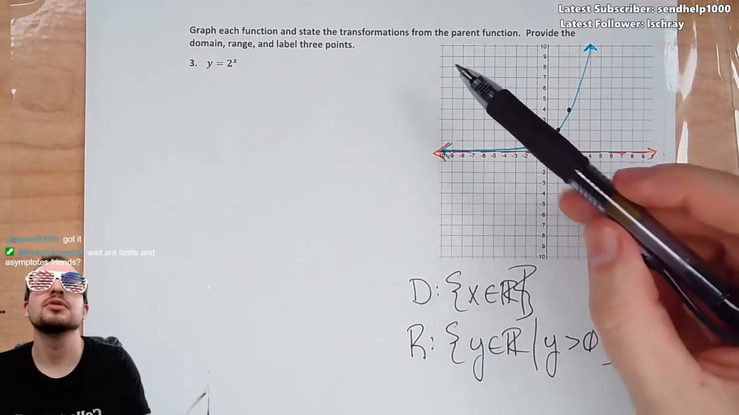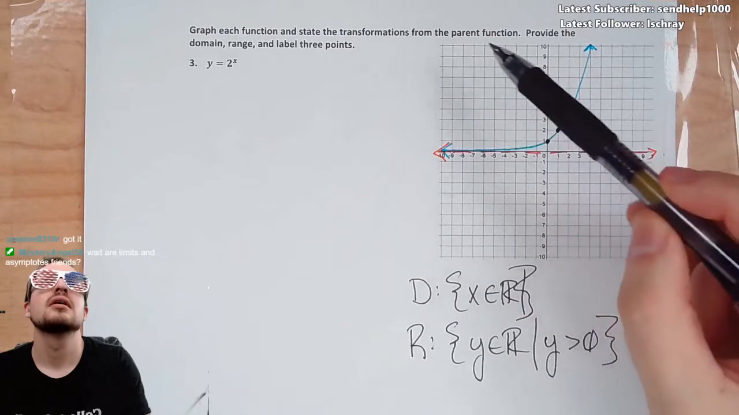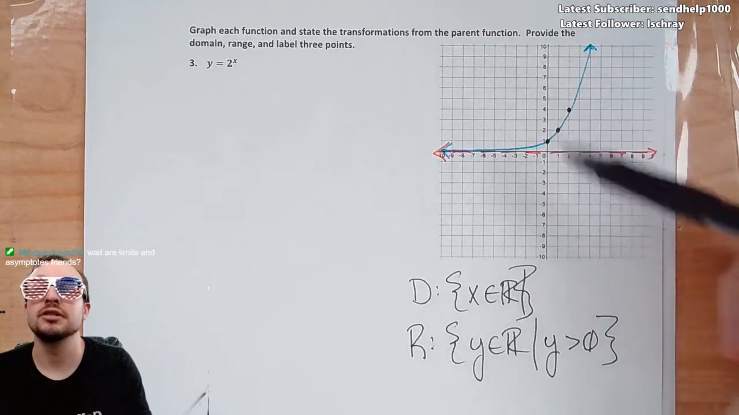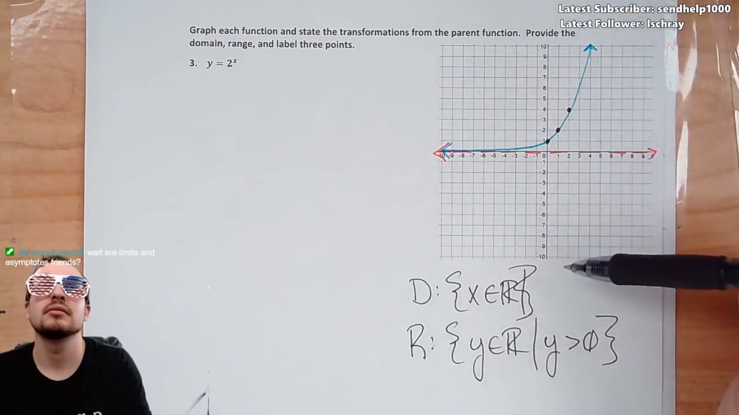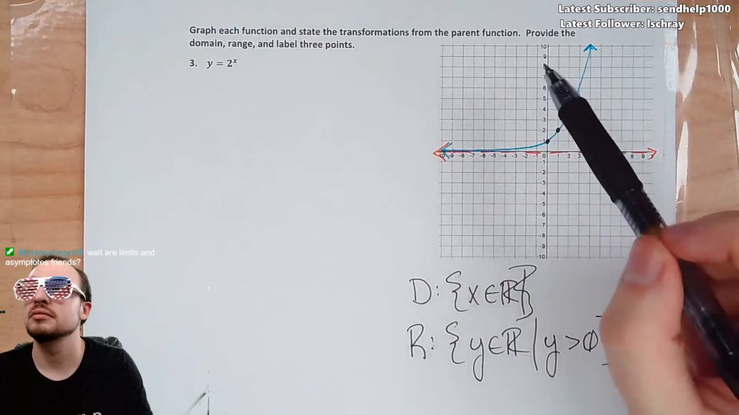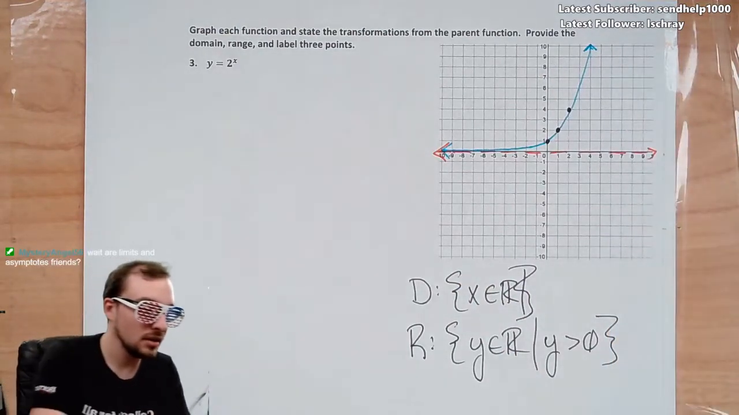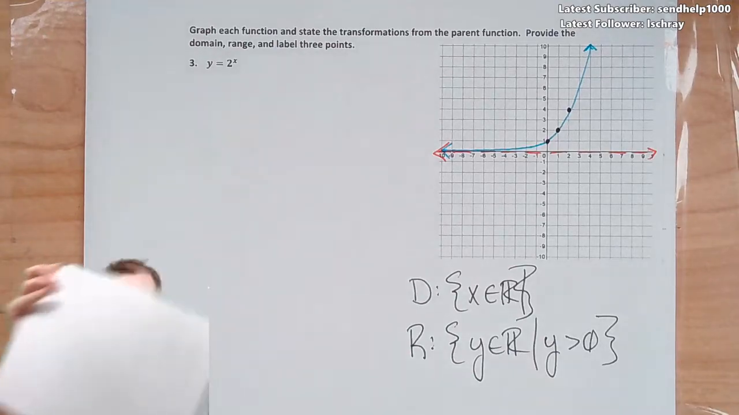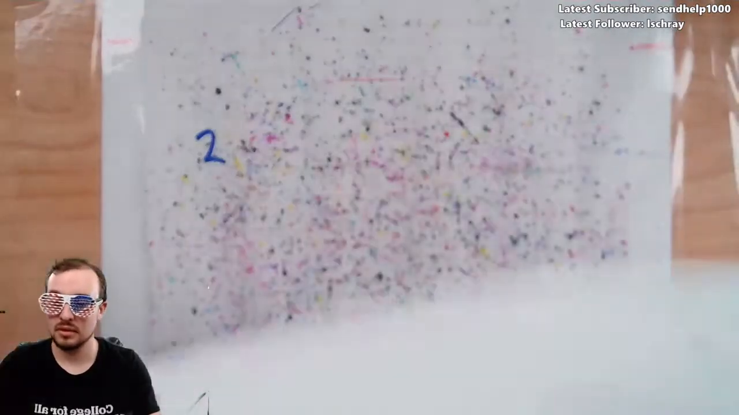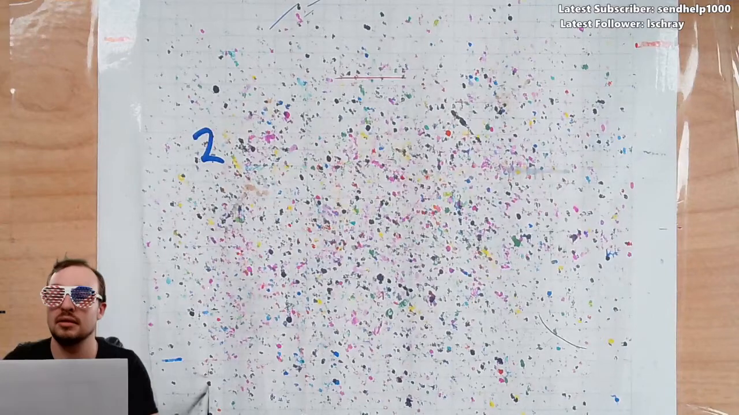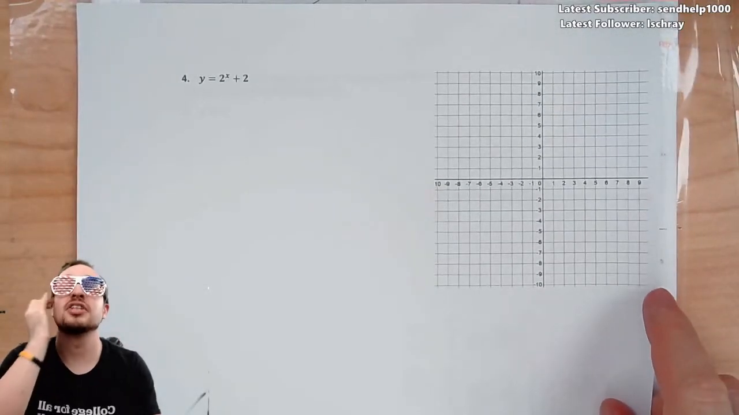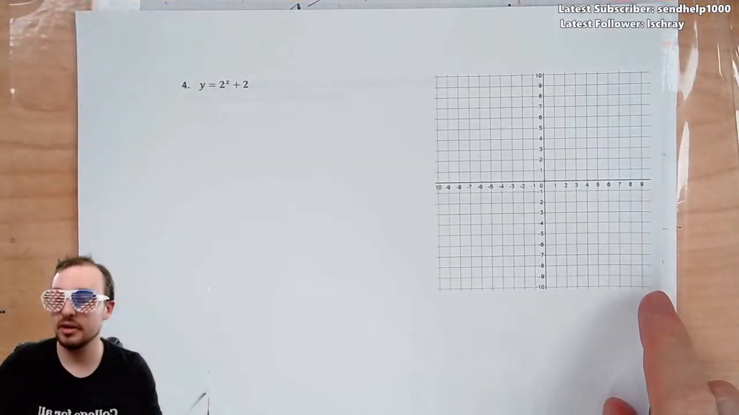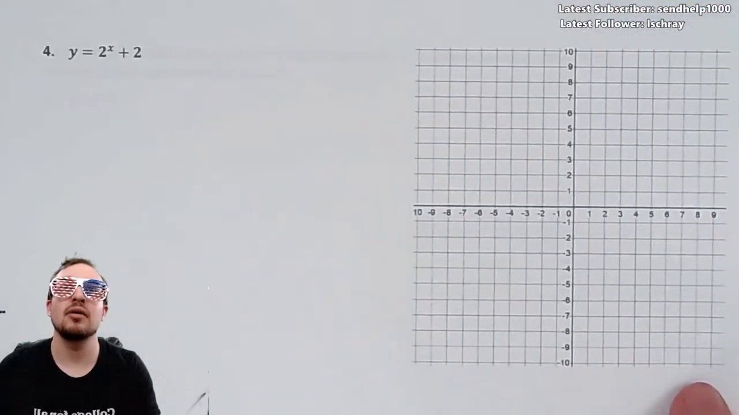So, asymptotes often produce interesting limits. From the parent function. This is the parent function. There's no changes. That's the parent function. Let's look at number 4. It's the same thing, except it has a +2 on the end here. Let's find out what happens to that, shall we?